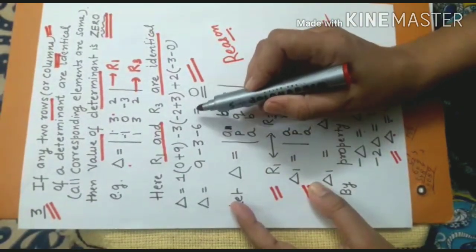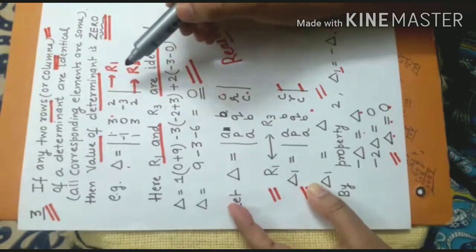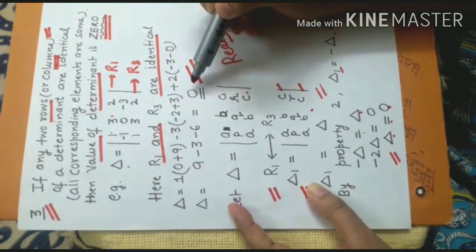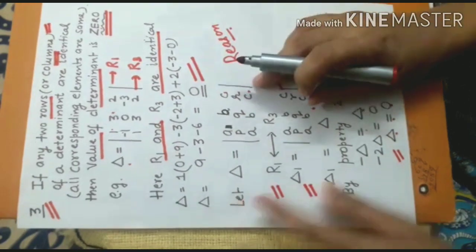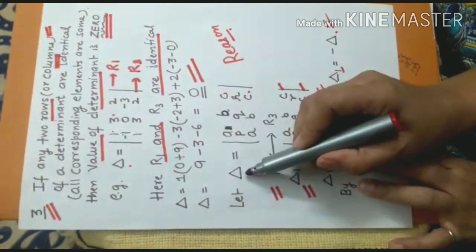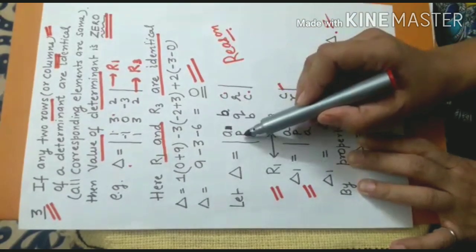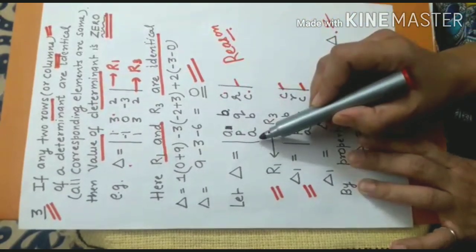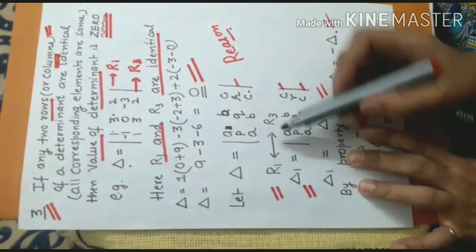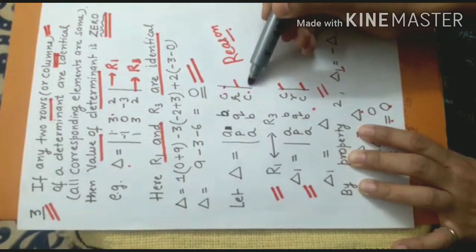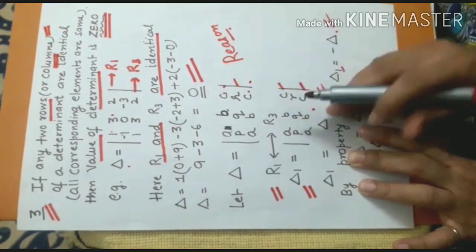So we have just seen that when two rows of the determinant are identical, then the value of the determinant is 0. Let's see how. Consider the determinant with first row A, B, C, second row P, Q, R, and third row with elements A, B, C. Here, the first and the third rows are identical, right?